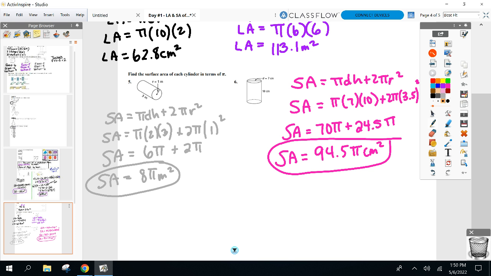Anything else? You ready to get to this? This is how I want to end class every day, with one of these problems, where whatever polyhedrons we talked about, let's smush them together and see if we can find the area. All right.